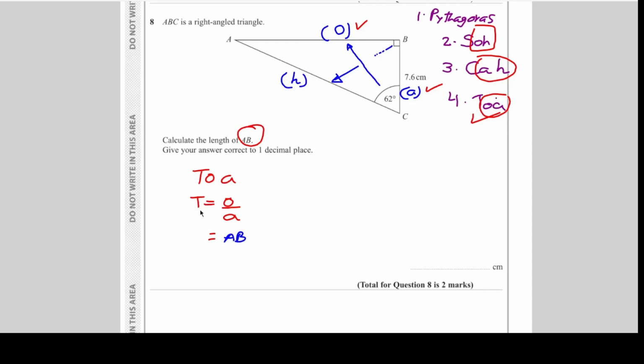What is T? T is the angle, which means T stands for tan. T stands for tan angle, not just tan, okay? You have to include the angle as well. So what is the angle? Angle is 62, so tan 62. Now go to adjacent. Adjacent is this one. So how much is it? 7.6. So write 7.6.